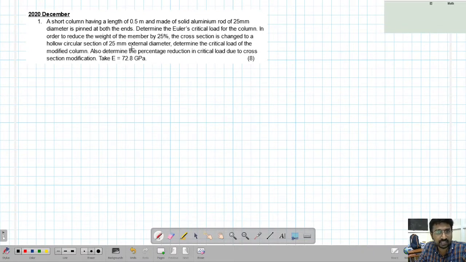of 25 mm external diameter. Determine the critical load of the modified column. Also determine the percentage reduction in critical load due to cross section modification. Take E equal to 72.8 GPa. Okay, so we'll solve the first portion first.